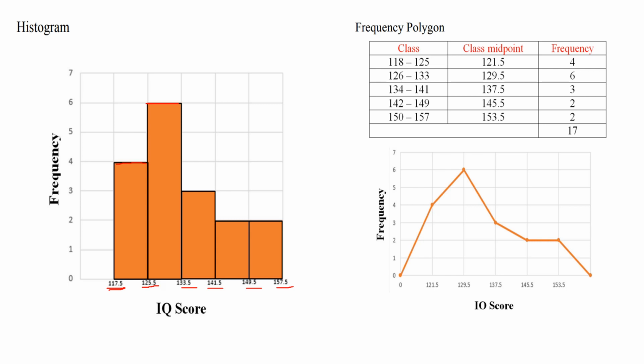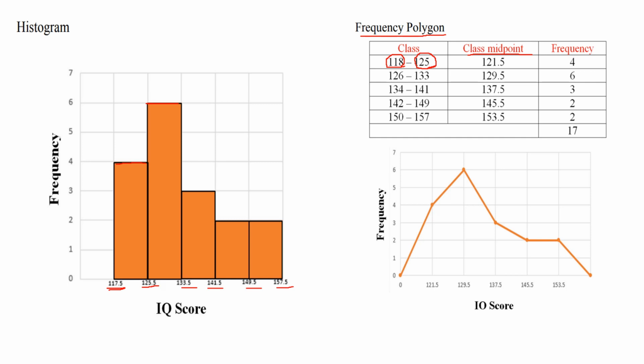Next we talk about frequency polygon. It's another type of representation of grouped data. So for this, I need to find the class midpoint. So what is a class midpoint? Lower limit plus upper limit divided by 2. So 118 plus 125 divided by 2 gives 121.5.